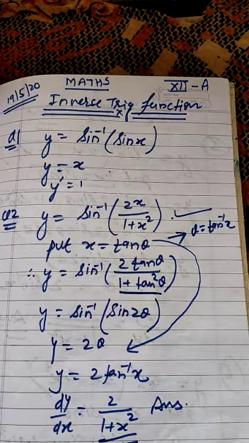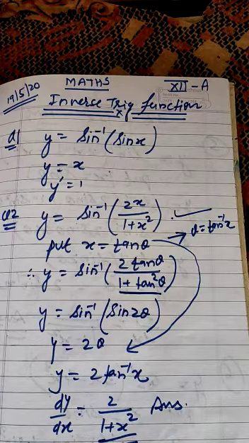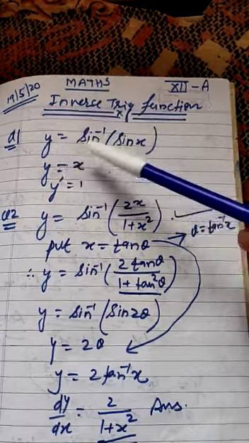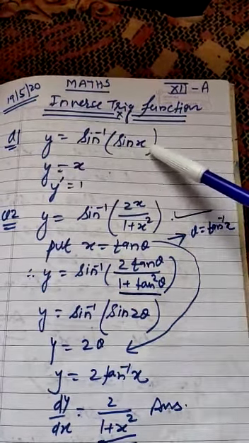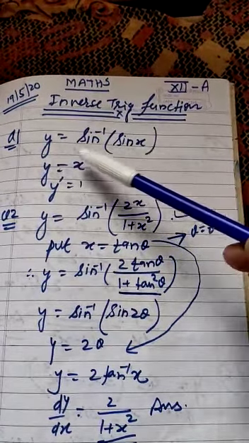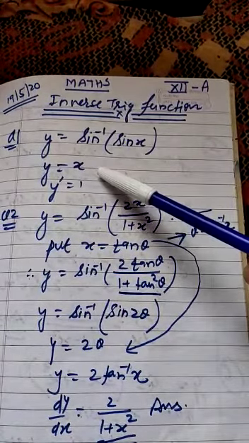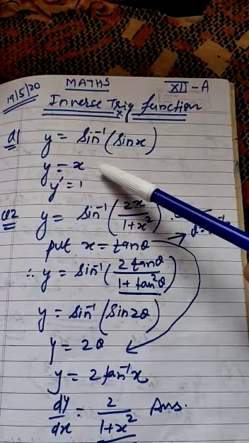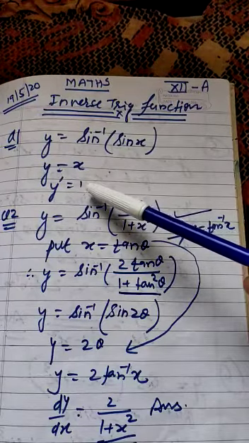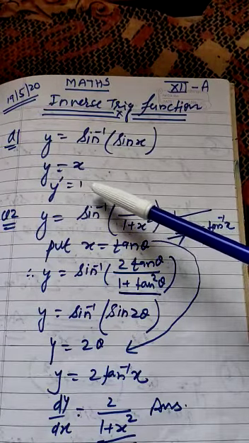So students, today we have to study about differentiation of inverse trigonometric function. Let us take an example. y is equal to sine inverse of sine x. This is a very simple question. In this, sine inverse and sine will cancel out and we are left with x. Now do the differentiation of both sides. The derivative of x is 1, so dy over dx is equal to 1.